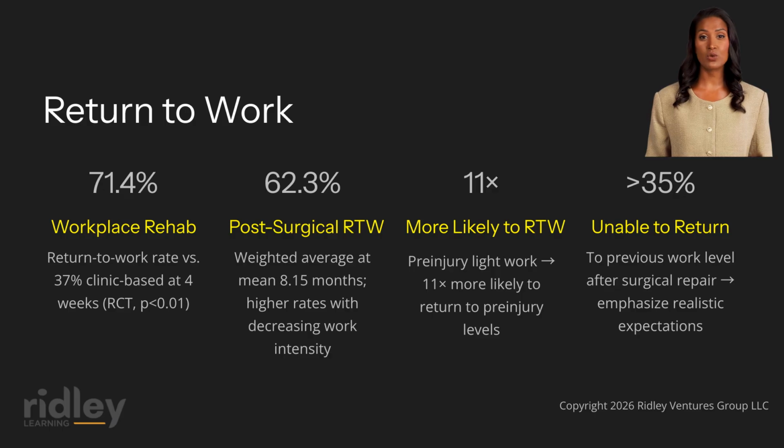A randomized controlled trial comparing clinic-based work hardening with workplace-based work hardening for work-related rotator cuff disorder showed that workplace-based rehabilitation resulted in a significantly higher return-to-work rate after 4 weeks, at 71.4% versus 37%, a statistically significant finding highly unlikely to be due to chance, with statistically significant differences in lowering self-reported shoulder problems and improving functional work capabilities.